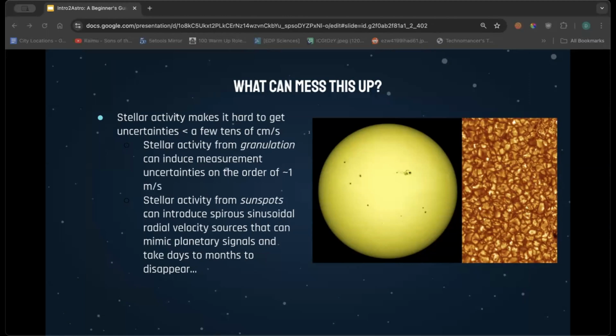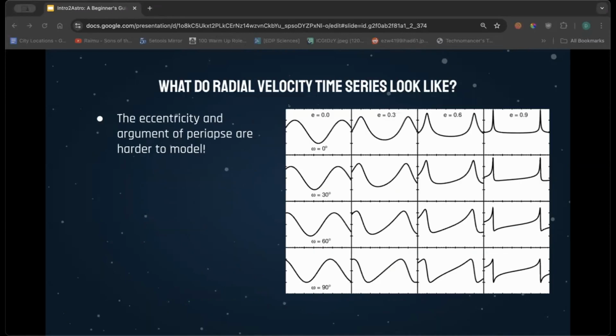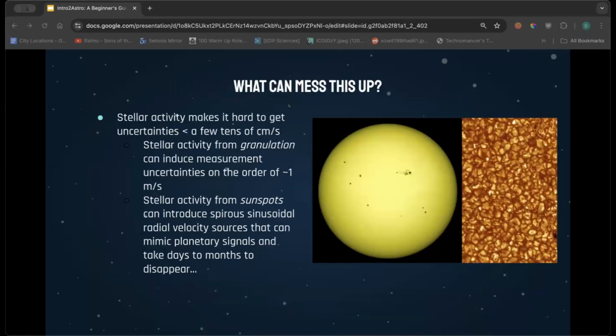Now that sounds pretty good, and it is pretty good. But then you realize that if you do this whole calculation, you rearrange it to get the semi-amplitude on one side and calculate what the semi-amplitude of, say, the Earth is, the Earth's radial velocity signal is about 10 centimeters per second. So yeah, we're not really detecting Earths right now. Not unless they're really close to their star.